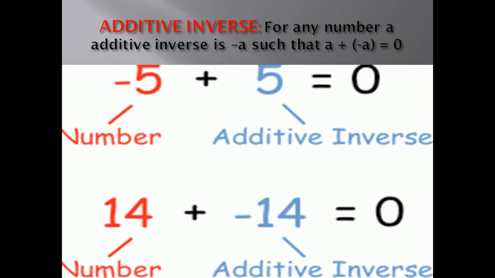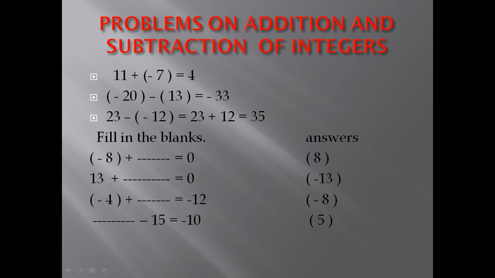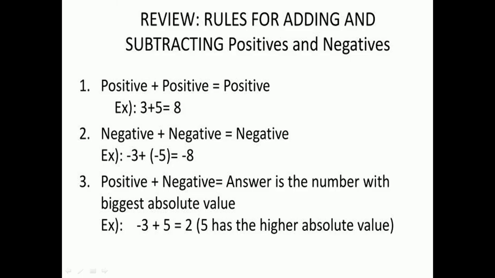So additive inverse is the number which is of opposite sign. They are also called negatives of each other. Now we have studied addition and subtraction on the number line, but it is not always possible to draw the number line, so we have to study some rules for adding and subtracting positive and negative integers.